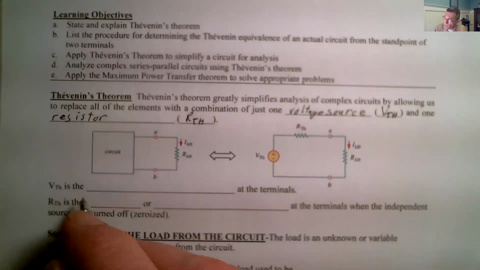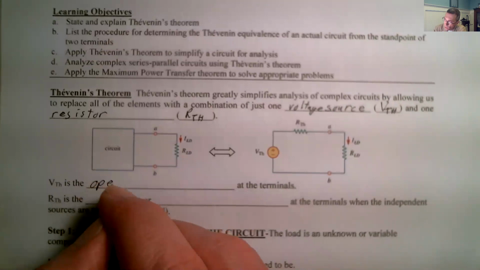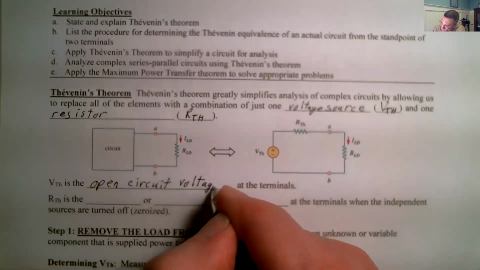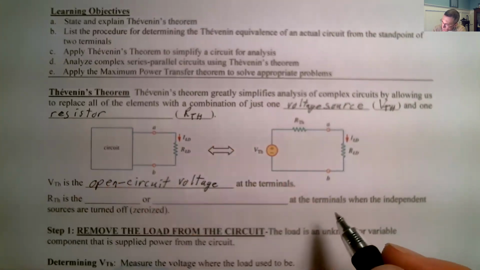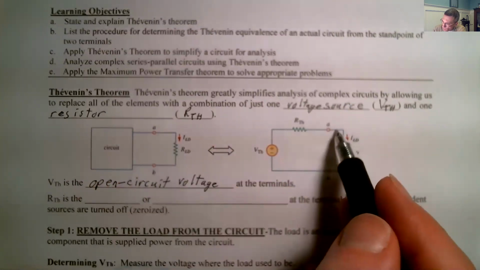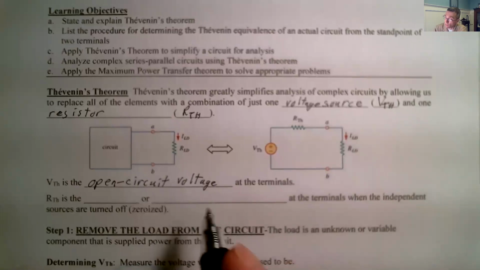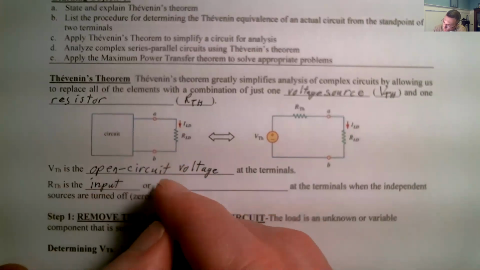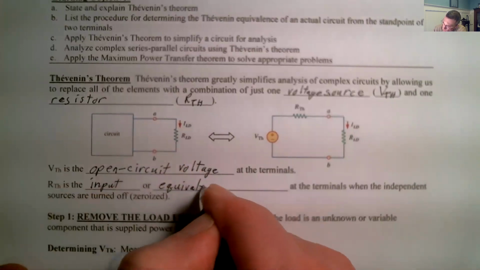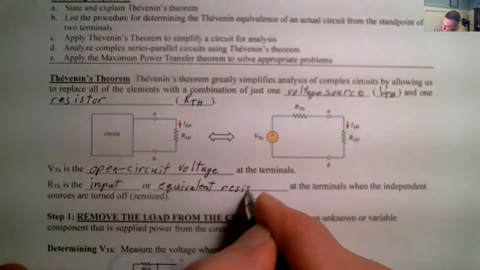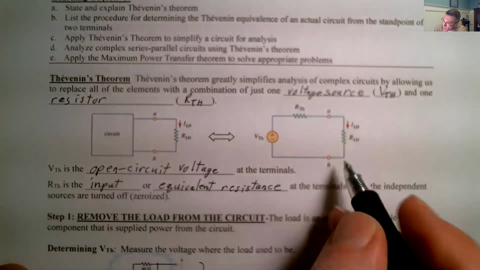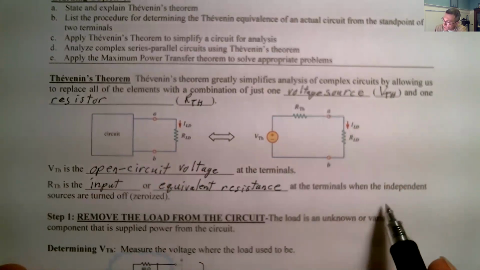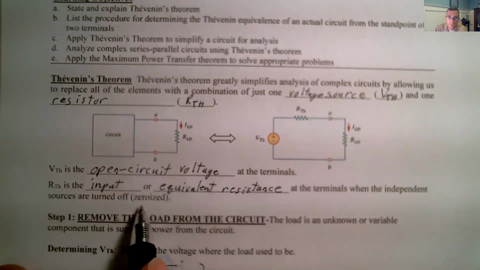Now, how do we figure that out? Well, the Thevenin voltage is the open circuit voltage at the terminals. What's that mean? That means what is the voltage where our load was when there's no load? So it's an open circuit. RTH is the input or equivalent resistance at the terminals. So the terminals being these two points, A and B. That's the output, the load connection points. So at the terminals when the independent sources are turned off or zeroized.